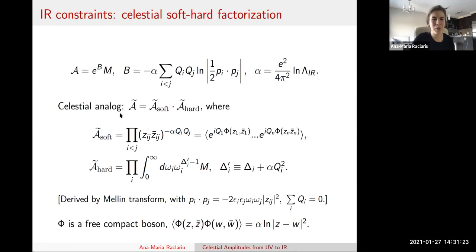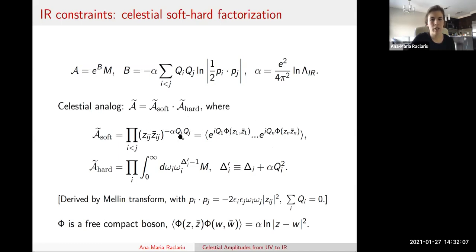There is not that much time left, but anyway, all I wanted to say here is to build up this discussion of dressed amplitudes. This is an observation by Andy, Angelica Nande, and Monica Pate. They didn't work in the celestial framework, but they showed that the soft part of the scattering amplitude can be reproduced by some kind of correlation function of vertex operators associated with free bosons, these phi's.